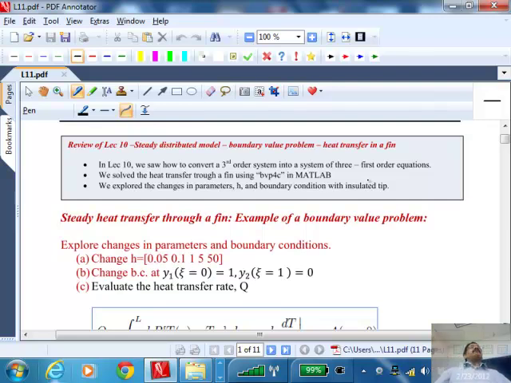How does it solve a system of nonlinear algebraic equations? How does ODE45 solve an initial value problem? How does BVP4C solve a boundary value problem? So we're going to get into the algorithm. That would be the next stage of understanding how process simulators, computer simulators, in fact, solve these problems.